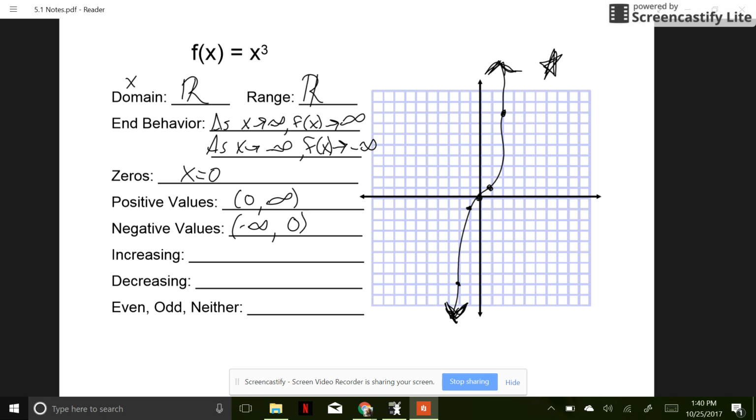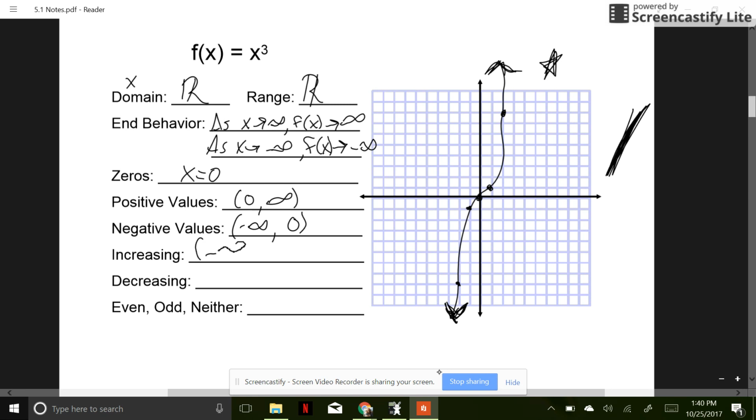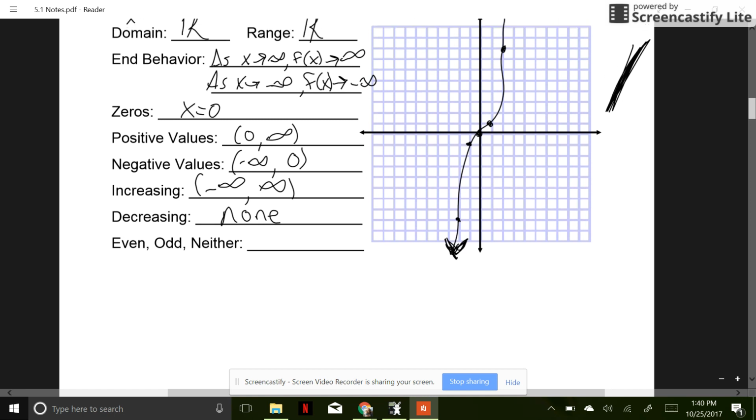Increasing, we're looking at where our function has a positive slope. A positive slope looks something like this. If you notice, the whole time our function does something like that, so it's increasing on the whole graph, from -infinity to +infinity. It's not decreasing anywhere because it always has a positive slope.